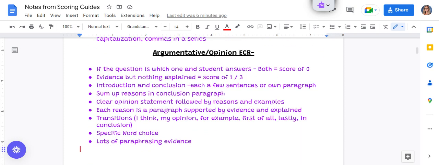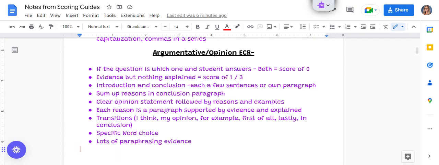And then the argumentative is third to fifth grade, but I took some notes on that. If the question is which one, and the student answers both, that got a 0. I think if they had given evidence, they might be able to get away with that, but the evidence didn't really support. It was pretty short. Evidence, but nothing explained, got a 1 out of 3. Introduction and conclusion were each a few sentences. They summed up the reasons in the intro and the conclusion.